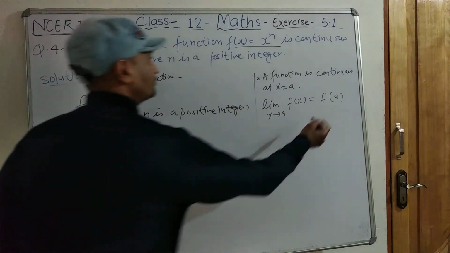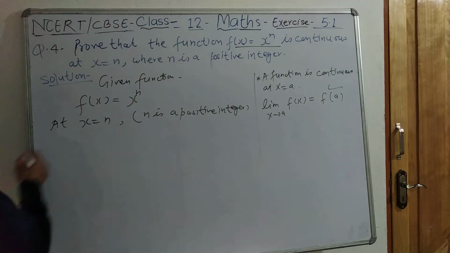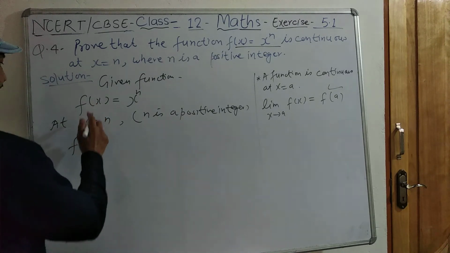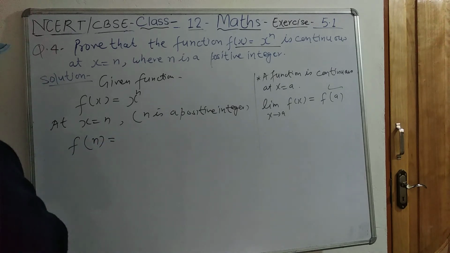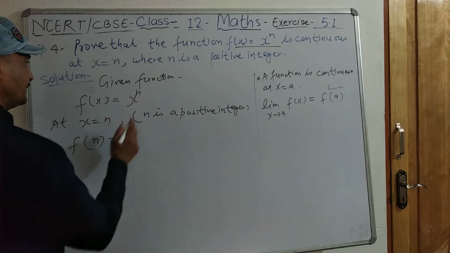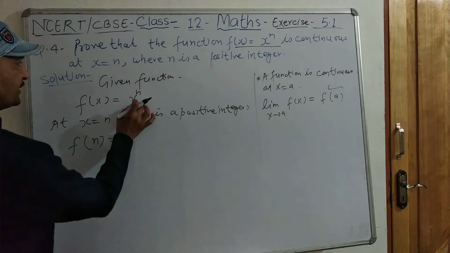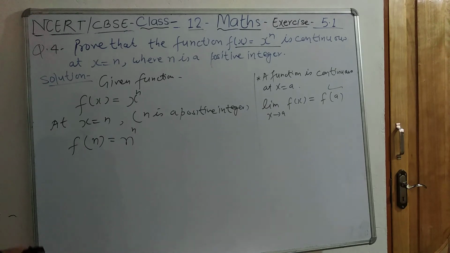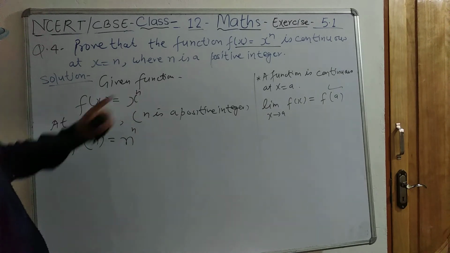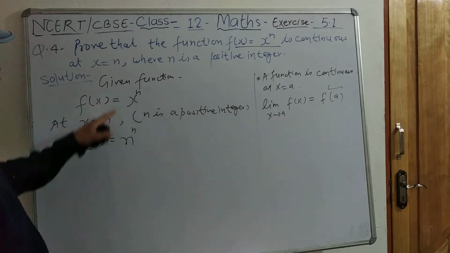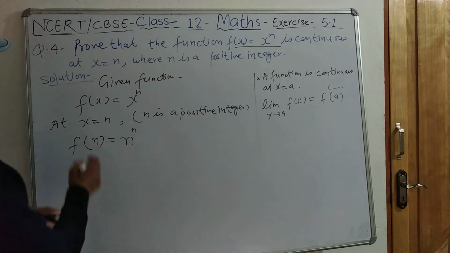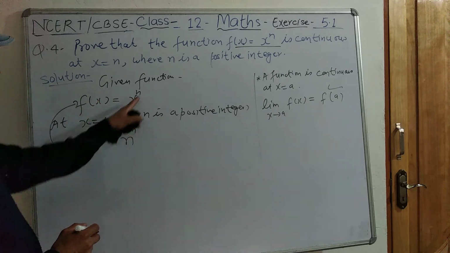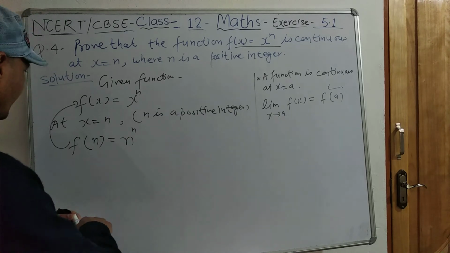First of all we check f of a, that means the function at x is n, and here x is also n. In the place of x we put n. So what is coming? N to the power n. Let's see once again. Our function is f x is equal to x to the power n, and we have to check at the point x is equal to n. That means f of n: in the place of x putting n, here x is n, power is n. So it was f of n.